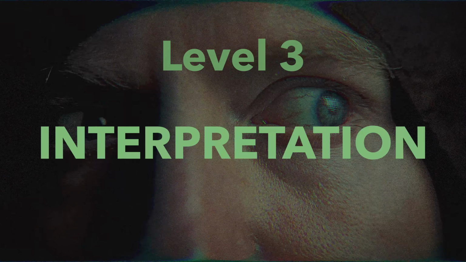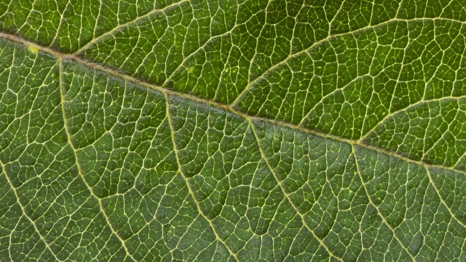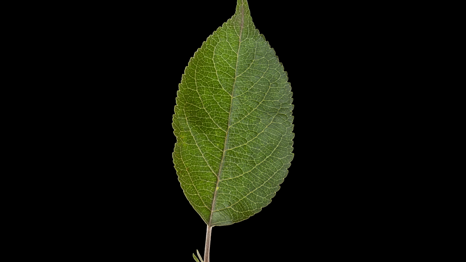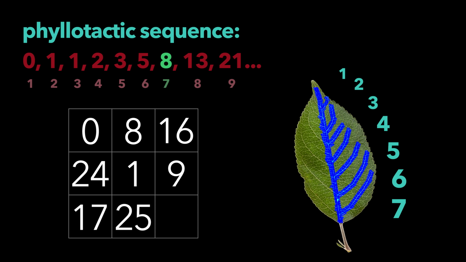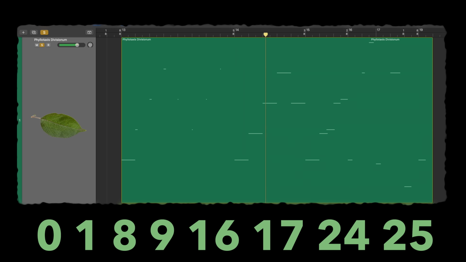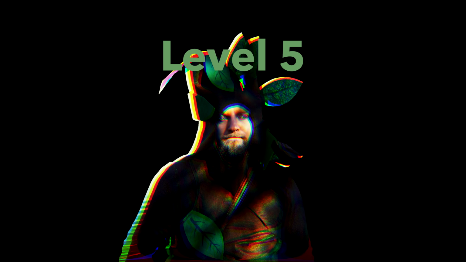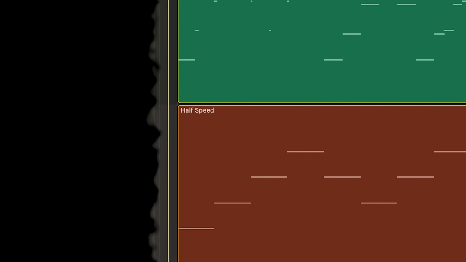Level 3, interpretation. We'll base all harmonic content from the structure of this apple leaf. Level 4, leaf scales. We'll interpret that structure using the phyllotactic spiral framework we built earlier, determining our leaf scale. Level 5, nesting. We'll nest our structure in a larger fractal by doubling each note length and assigning it to a bass part.